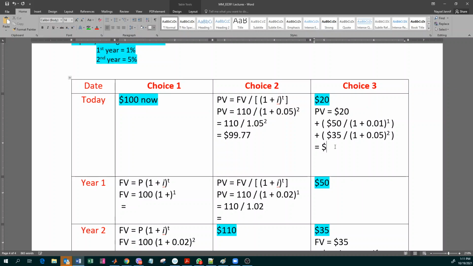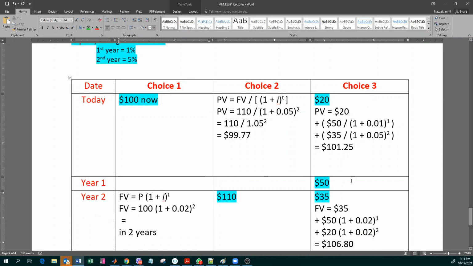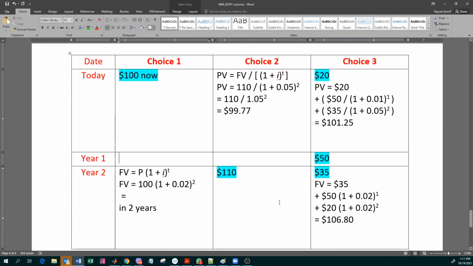101.25. I take your answer to be correct. If somebody can confirm Amit's answer is correct, 101.25. That's our answer. So we don't really need these here, all right? Year 1 really is not needed. So which answer is the best? Which is the best scenario in this situation, my friends? The best answer comes from choice number 3. So this will be the best. What's your second best?